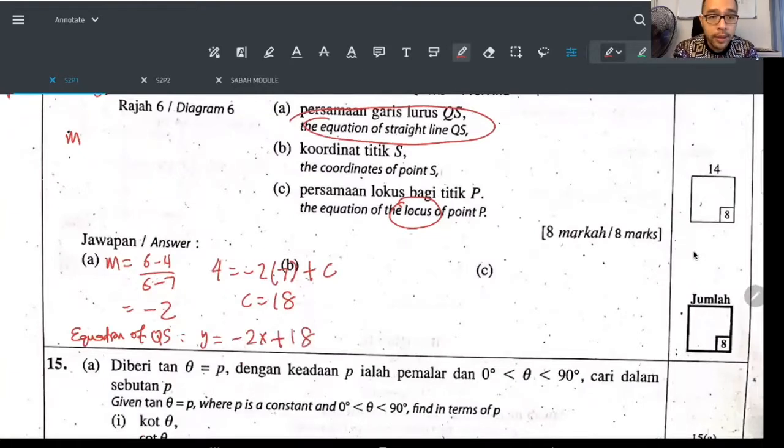One thing that is very common that I always see in a lot of students is they find the gradient and then they find the intercept, right? And then they stop there. For some weird reason, they're like, oh, I have found the gradient, I have found the intercept, so I stop there.